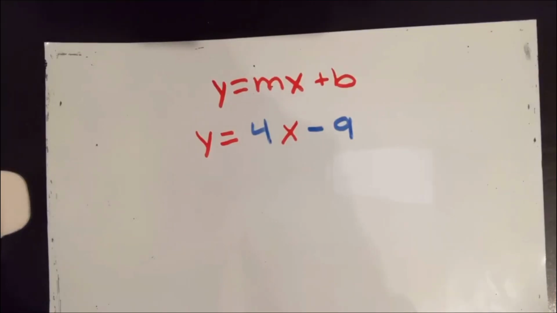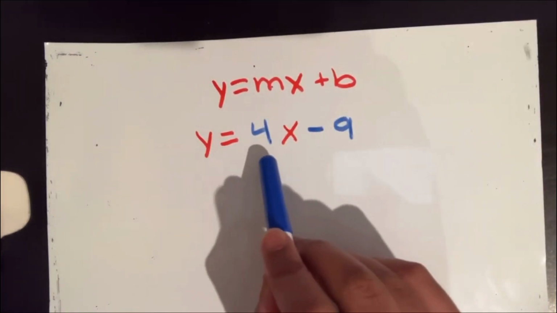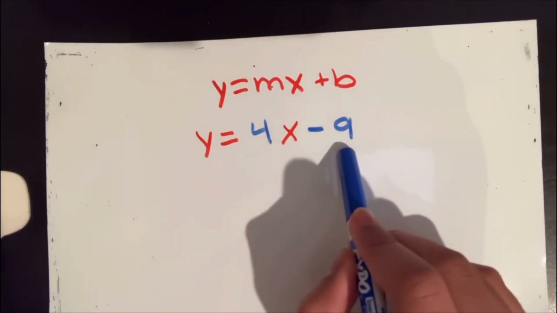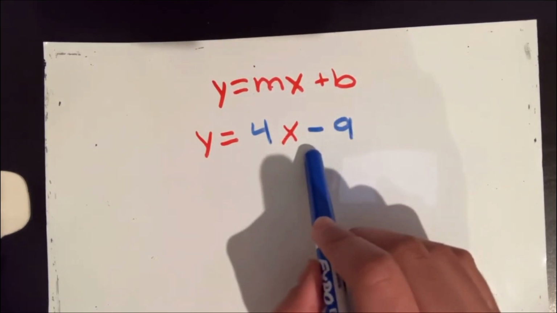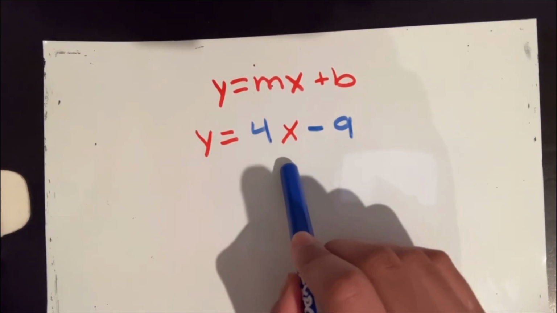Our next equation is y equals mx plus b. Variable m is our slope, but we've introduced a new letter, b. b is our y-intercept, whatever number that is where we start on the y-axis. In y equals 4x minus 9, we would start at negative 9 on the y-axis, and our slope in this equation is 4.